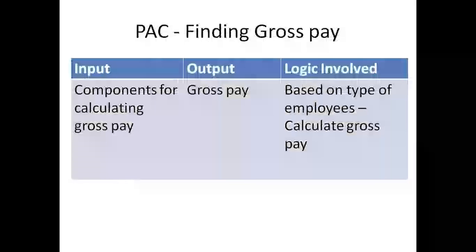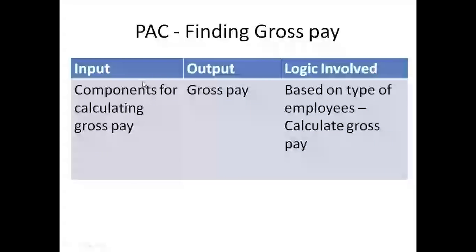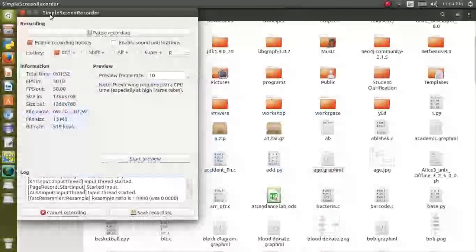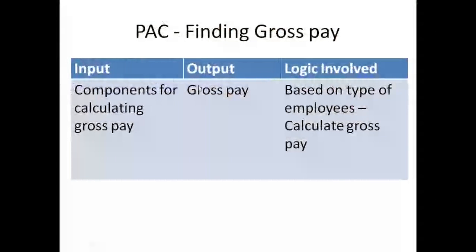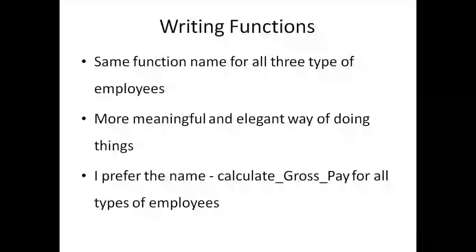Now we are going to see what is the input and the output. This is the IPO chart where we see that inputs are going to be the components for calculating the gross pay. For each type of employee, it's going to be different, right? And the output is going to be the gross pay. That is what we see. And the logic involved is, based on the type of employee, we calculate the gross pay using one of the three formulas, right? And we are going to now write functions to find the gross pay, right?